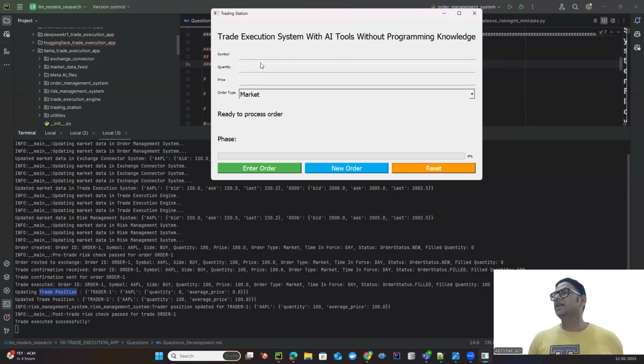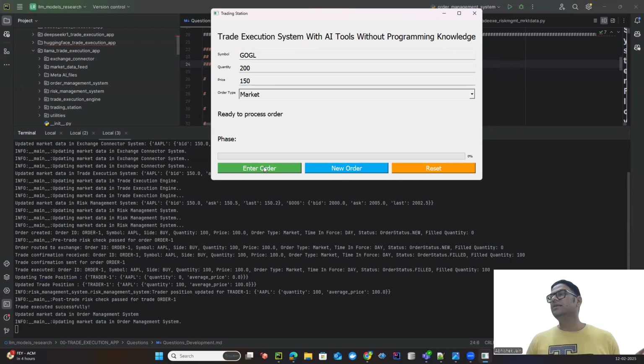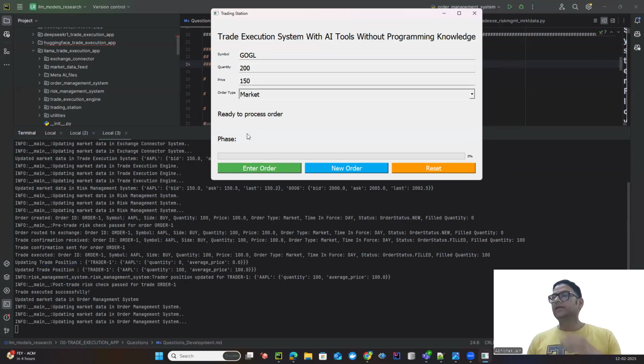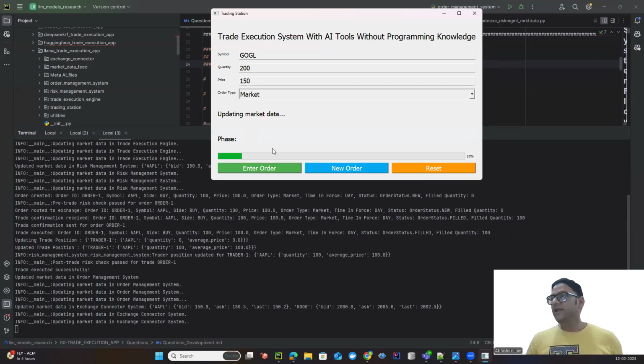We can reset that, and again we can add, let's say, Google. Let's go ahead with 200 and that's 150. Enter again. It's again processing the data, updating the market data, the same flow.